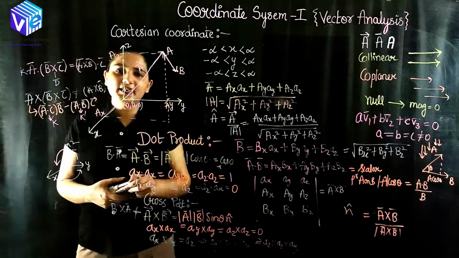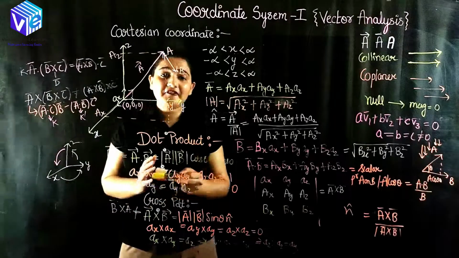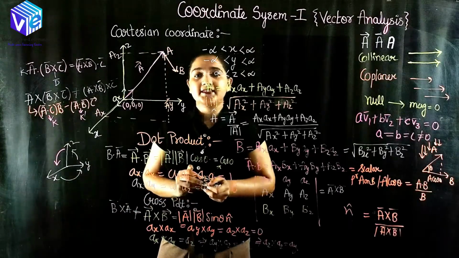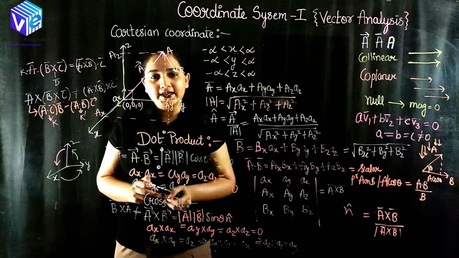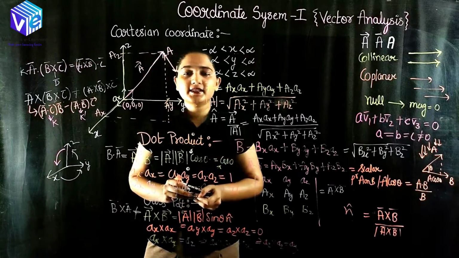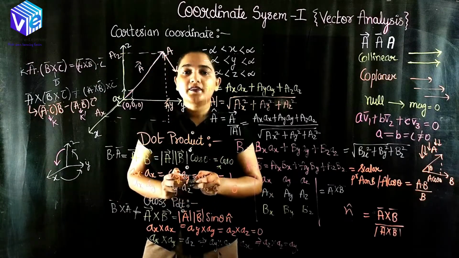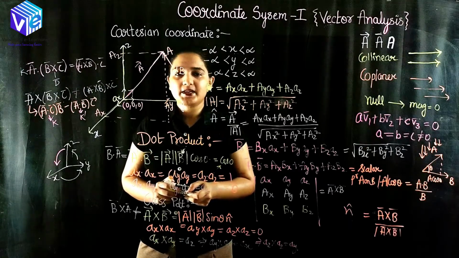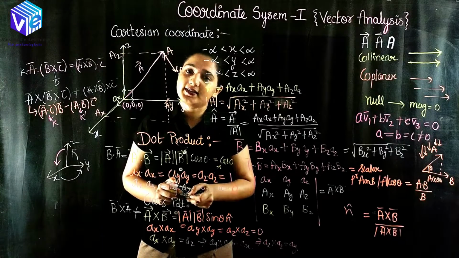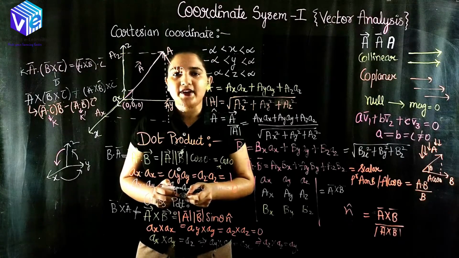So here I'll be concluding my session. I have discussed all of the basic things about the Cartesian coordinate systems and the vector analysis. In the vector analysis, I discussed the addition, subtraction and multiplication, dot product, cross product, scalar triple product and the vector triple product.